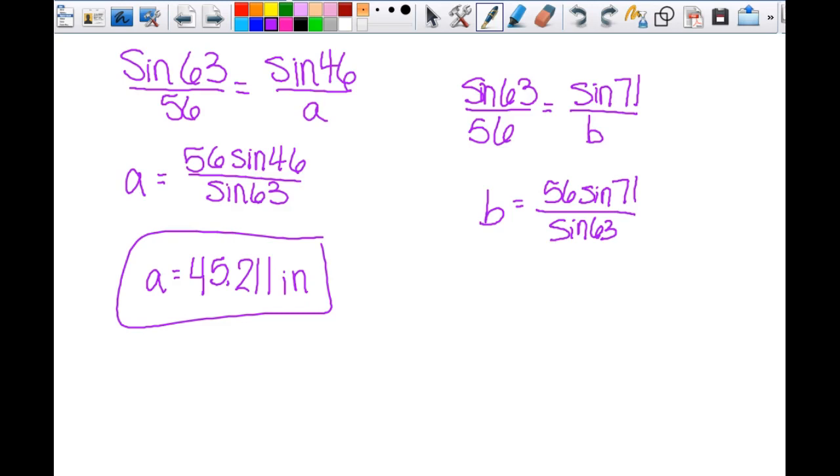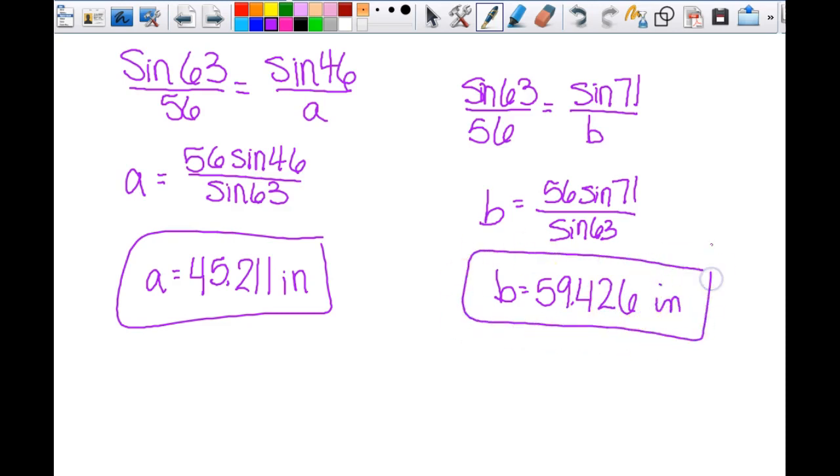What do you get? Good. B is 59.426 inches. Any questions about that? No? We good? Okay. Okay, awesome. All right, so let's look at the next one.